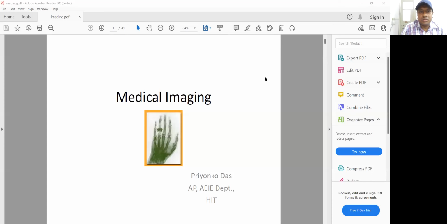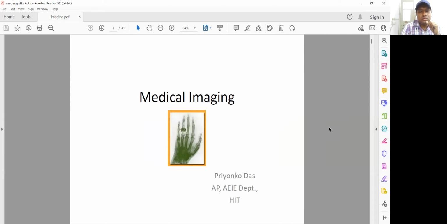Today we will discuss biomedical imaging in our class. Okay, so in this first slide, I have shown a skeleton, and on the hand of this skeleton, in the ring finger, there is some object.